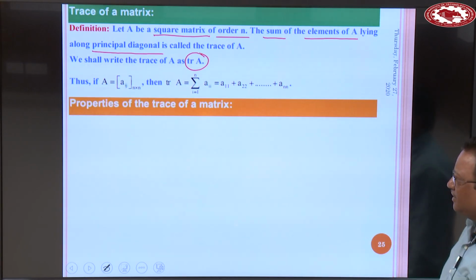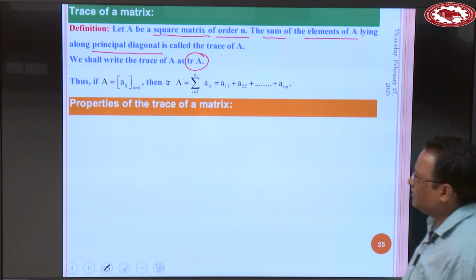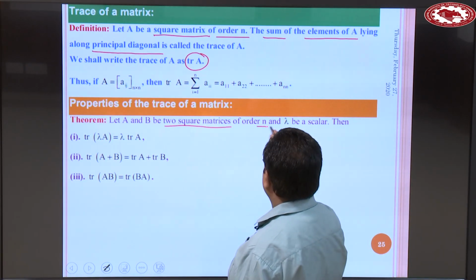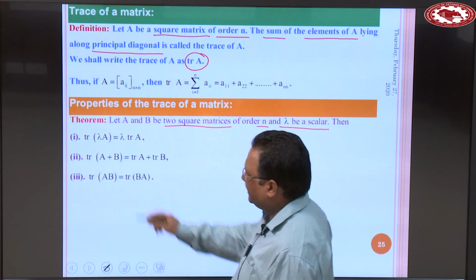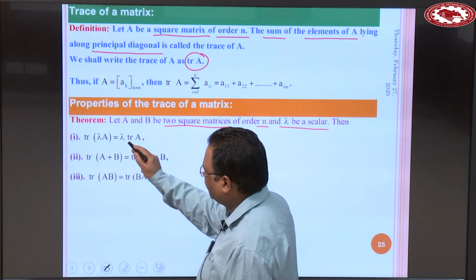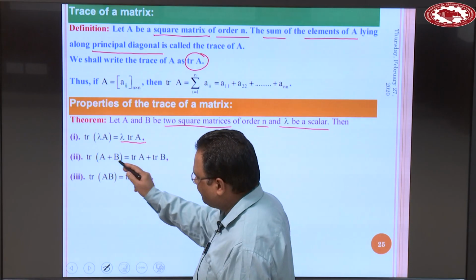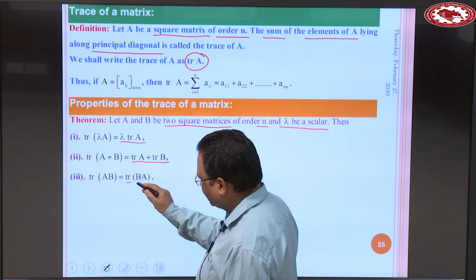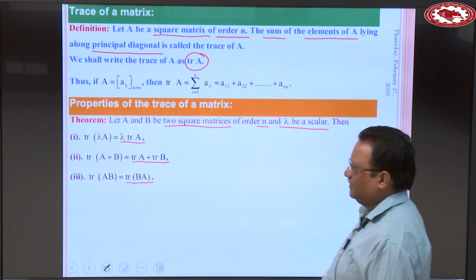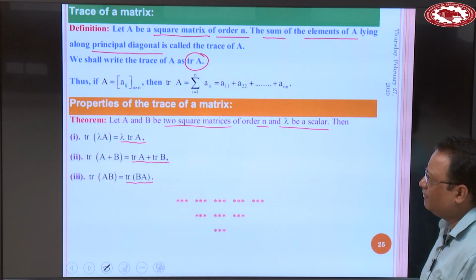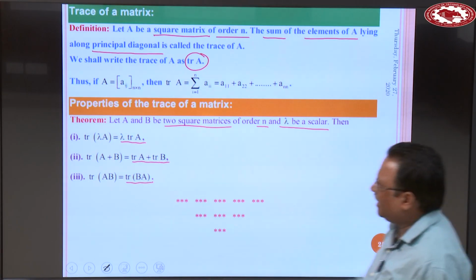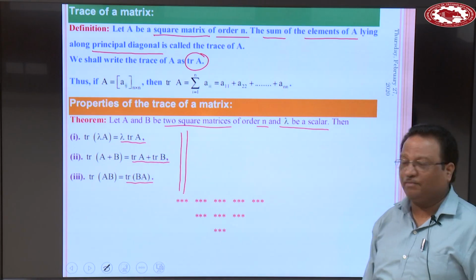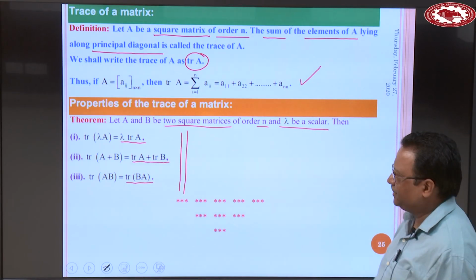And we have three properties of the trace of a matrix. Let A and B be two square matrices of order n and lambda be any scalar. Then trace of lambda A is equal to lambda times trace A; trace of A plus B is equal to trace A plus trace B; and trace AB is equal to trace BA. These are the properties of the trace of a matrix, and you can prove all of them with the help of this definition.